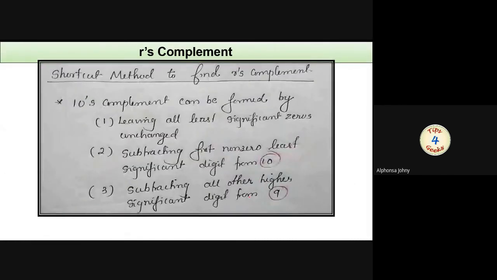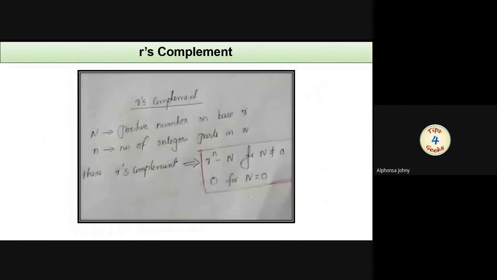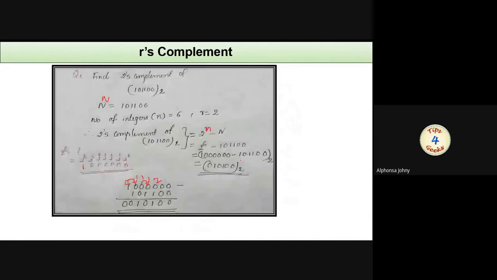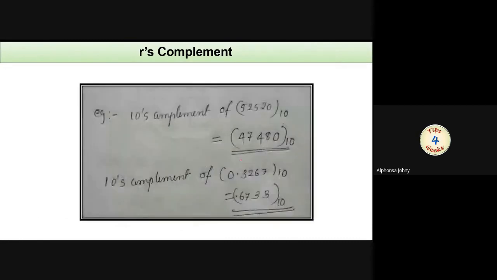Then, we have seen that the equation used to find the two's complement of a number in a number system with base r is r raised to n minus n. First, we have to find r raised to n. Then, we need to subtract n from r raised to n. So it will take some time.